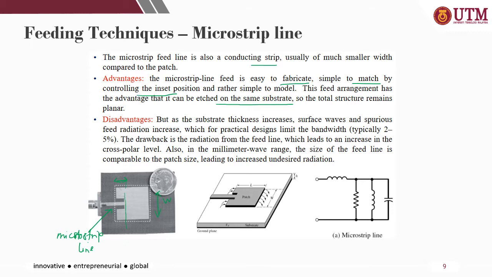But the drawbacks of microstrip line feeding technique: when the substrate thickness increases, the surface wave and spurious feed radiation increase, and the bandwidth is also quite narrow, between 2 to 5% only. At higher frequency range, millimeter wave range, the size of the feed line may be comparable to the patch size, so it will increase undesired radiation.